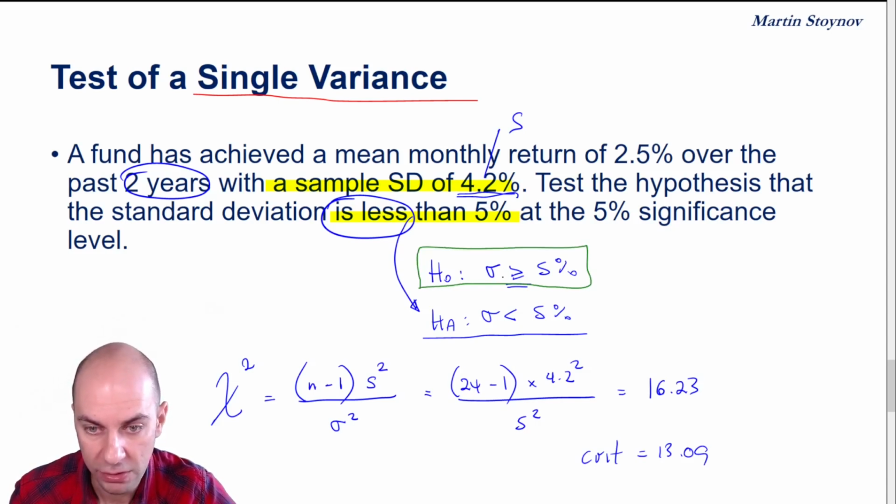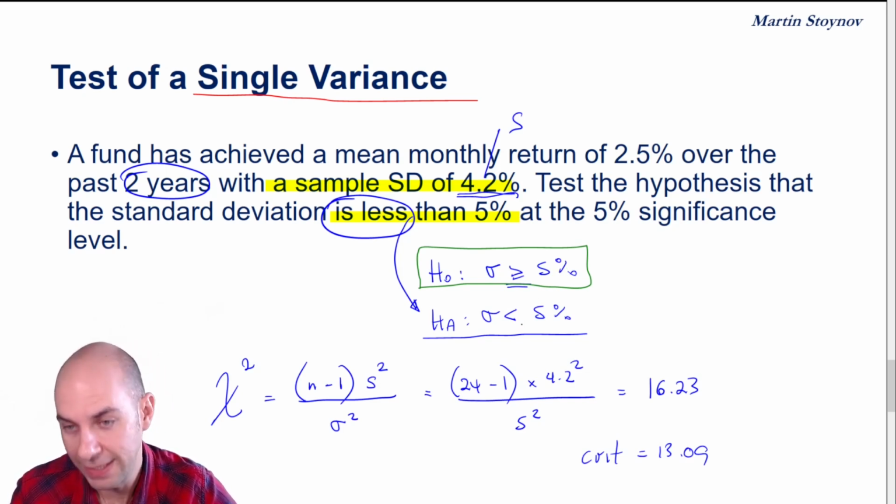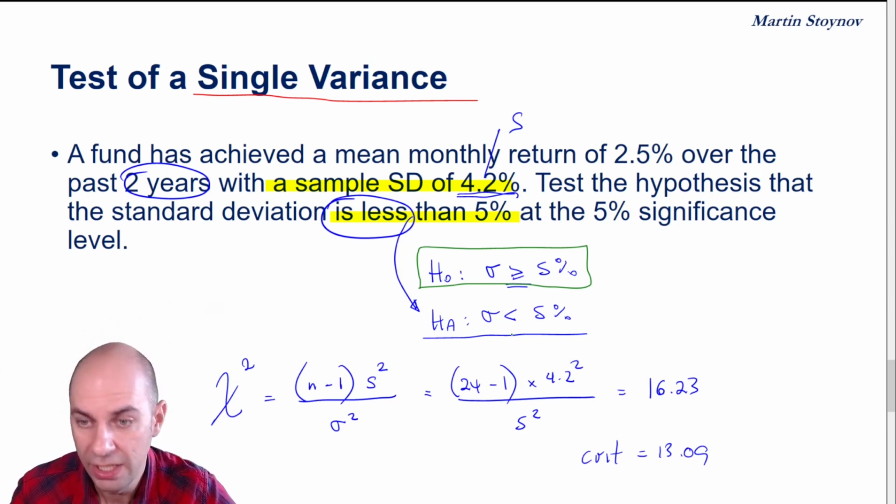And if you remember what the null says, it is that the volatility is either equal to 5 or maybe even greater than 5, but it is not less than 5, at least with a 95% confidence level or 5% significance level. Okay, so to cut a long story short, if they ask you for a test of a single variance, it's going to be the chi-squared test.